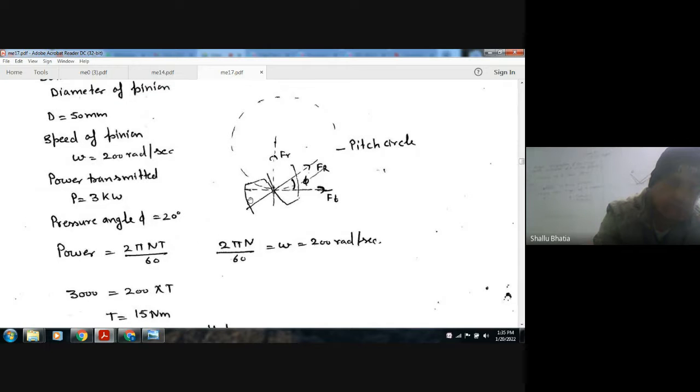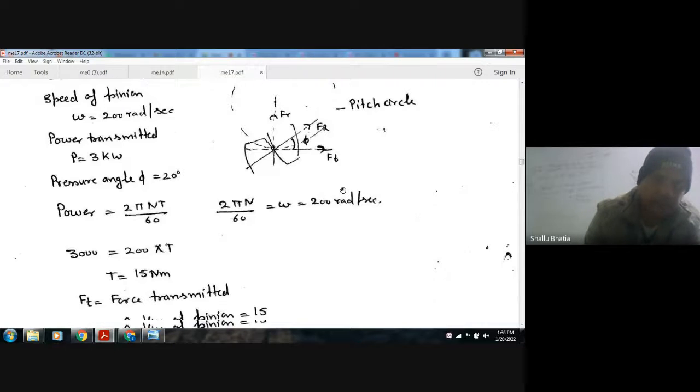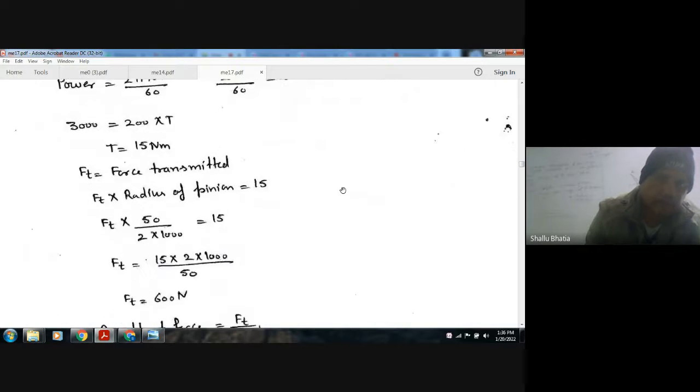this. Okay, this is the common tangent to the pitch circle. This line is the common tangent to the pitch circle. Okay, this is the pitch circle. So the force is transmitted along the common tangent to the pitch circle. So this is the FT. The FT we find out.